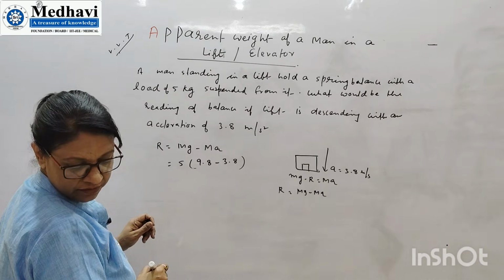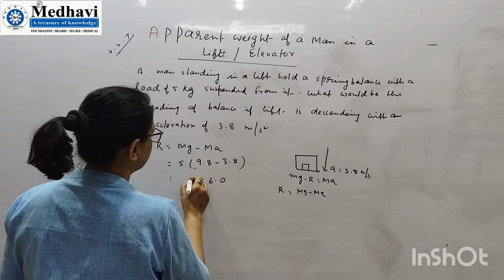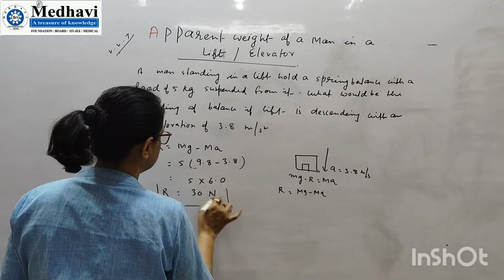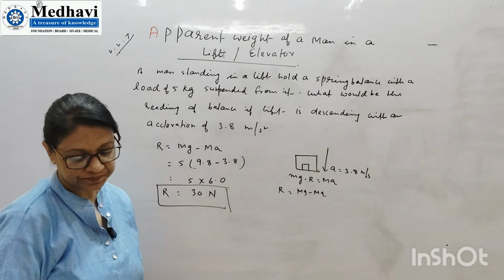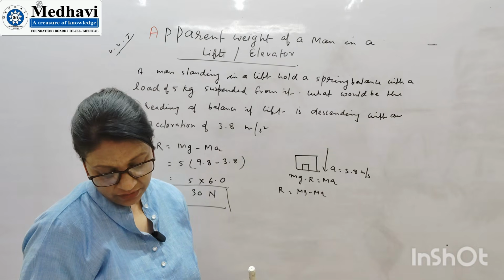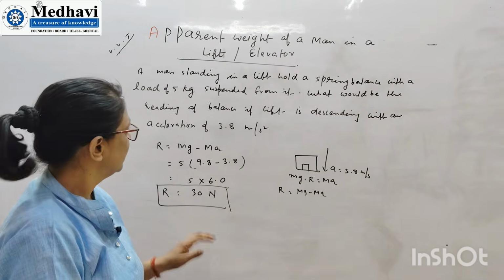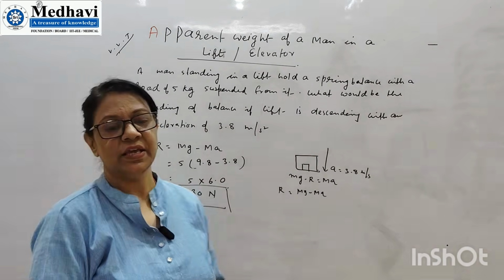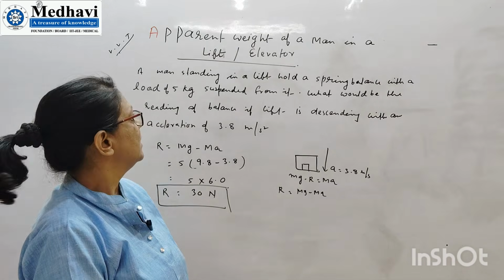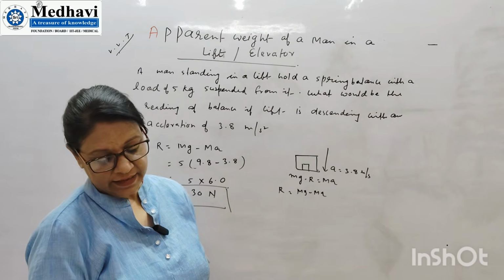So it is 30 Newton. The reading of the spring balance will be 30 Newton. This is the very important information, the reading. So the question is, what will be the reading of the balance? This is 30 Newton. So in this way we can solve questions based on the apparent weight of a man in a lift or elevator. Next video I will explain some other matter related to mechanics. Thank you.